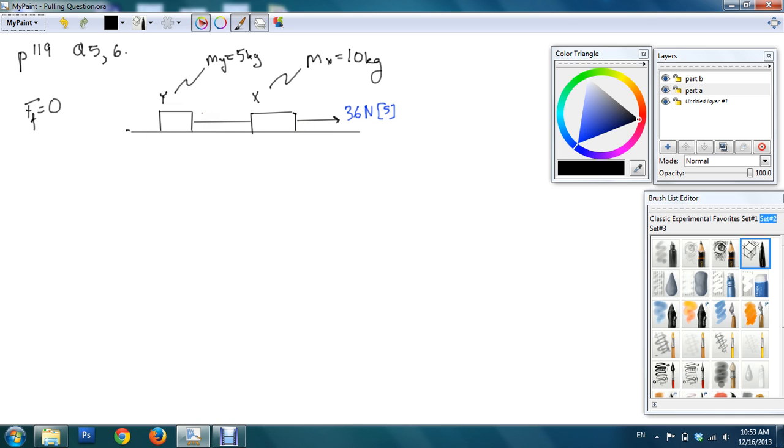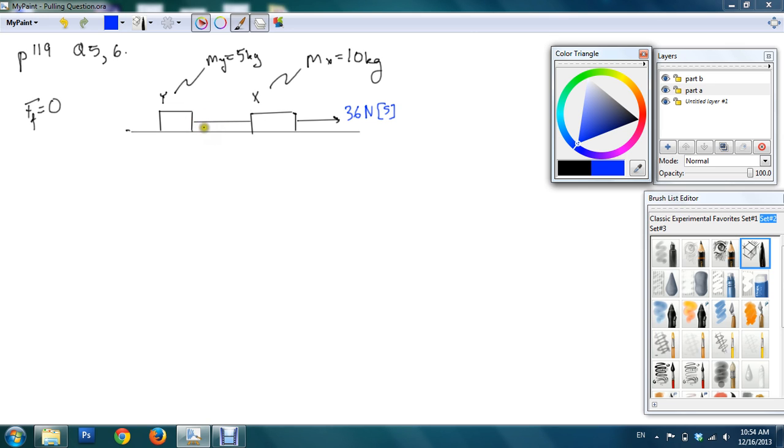So let's begin. The question reads as follows. A 5 kilogram block Y is attached to a 10 kilogram block X on a smooth level table by a light taut string. Calculate the action and reaction forces on the block if a force of 36 newtons south acts on the block. So the question is asking us to get the action and reaction forces on the blocks.